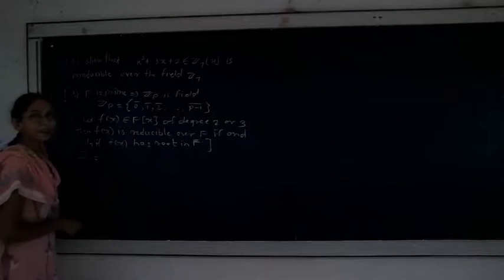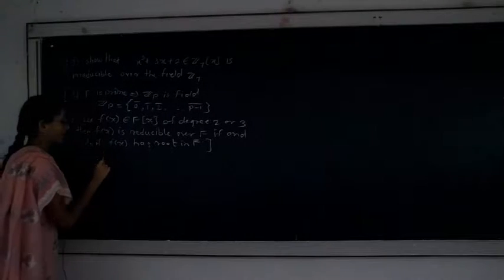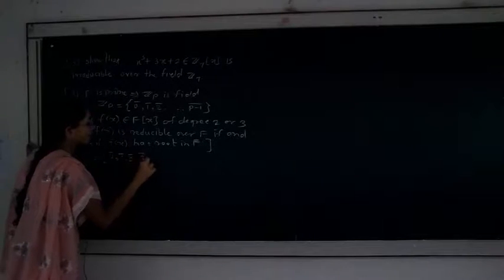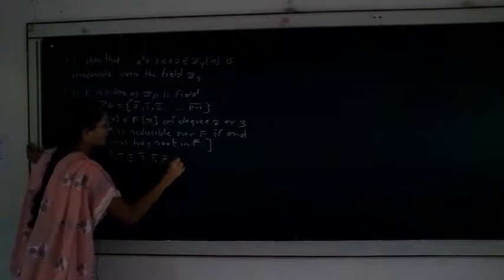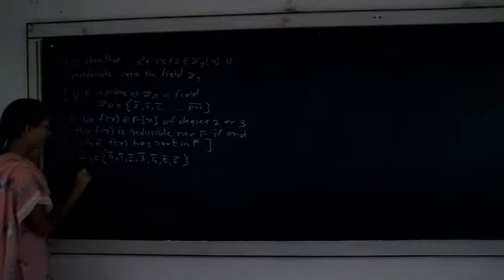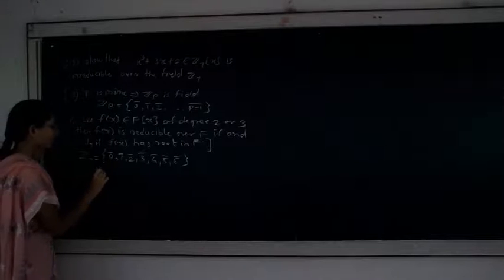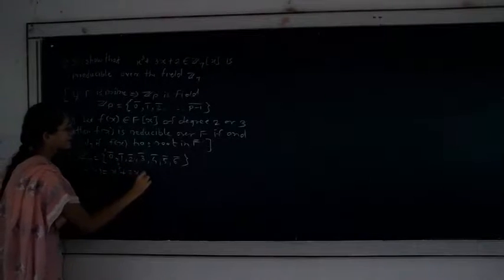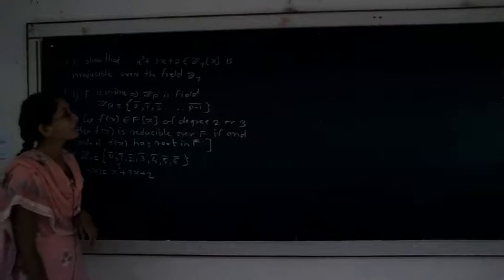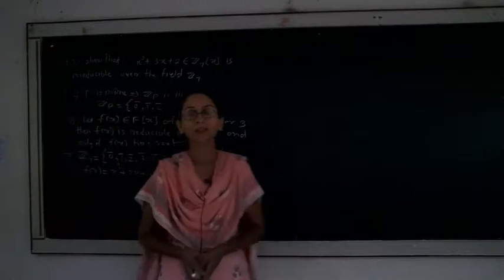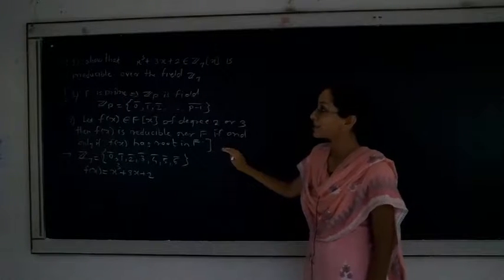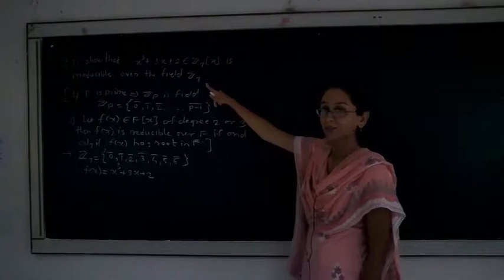Z7 is a finite field with 7 elements: 0 bar, 1 bar, 2 bar, 3 bar, 4 bar, 5 bar and 6 bar. Suppose the given polynomial is f(x) = x cube plus 3x plus 2. This polynomial is irreducible over Z7 if and only if, by this result, it has no root in Z7.